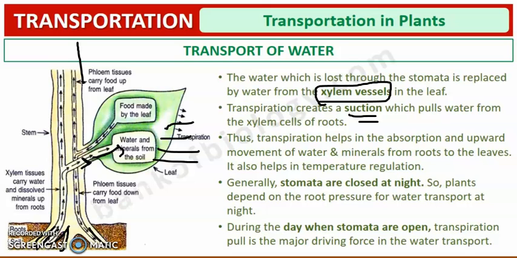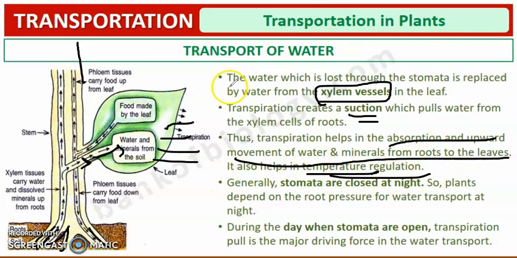Now this transpiration helps the absorption and upward movement of water and minerals from roots to the leaves. It also helps in temperature regulation. Two functions are there: absorption and upward movement of water and minerals, and the other one is temperature regulation, right?